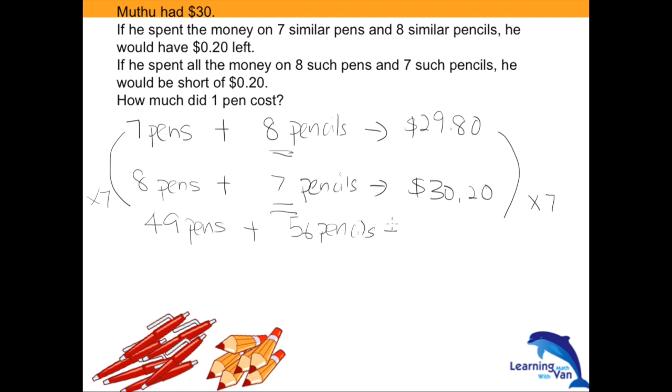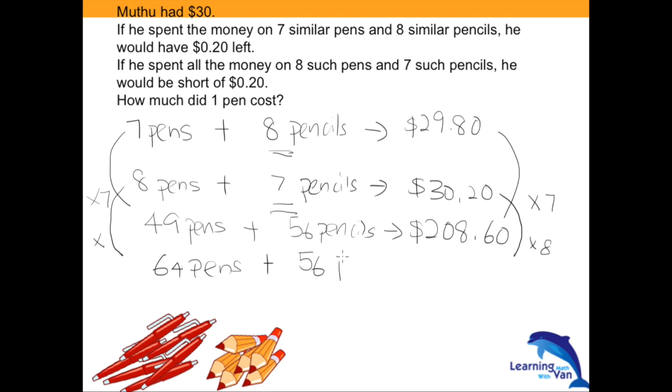Okay, as I said just now, I have the luxury of using a calculator. Otherwise, it will be too daunting to come about working out the answer to be $208.60. Likewise, for the other equation, I have to multiply by 8 throughout. So 8 times 8, 64 pens plus 56 pencils is $241.60. So see that these two are the same.